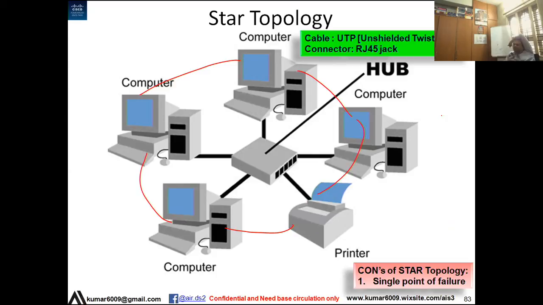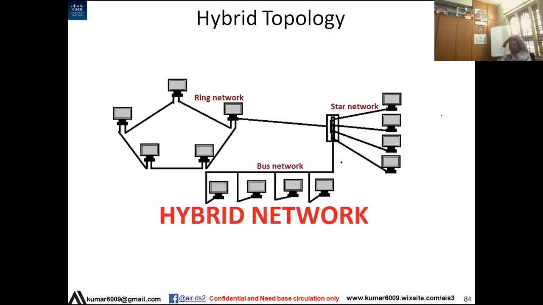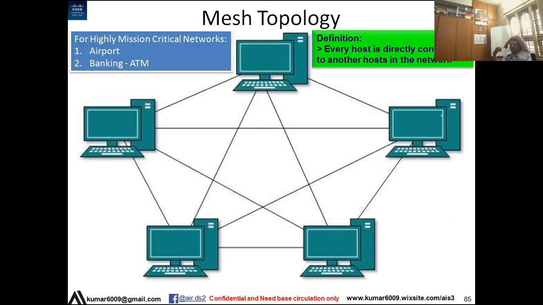Clear on this? Next, after hybrid, we have mesh. Now, some people say, at any cost, I don't want to lose the network. I want high availability. For high availability, what topology will we recommend? Mesh topology. What is the definition of mesh topology? Every host is directly connected to every other host in the network. It is like this. With 4 hosts, everybody has 4 NICs.